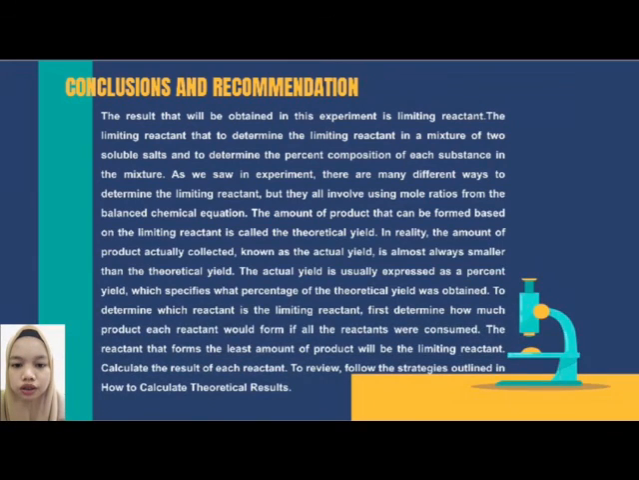So, the result that will be obtained in this limiting reactant experiment is to determine the limiting reactant in a mixture of two soluble salts and to determine the percent composition of each substance in the mixture. As we saw in the experiment, there are many different ways to determine the limiting reactant, but they all involve using moles in the balanced chemical equation.